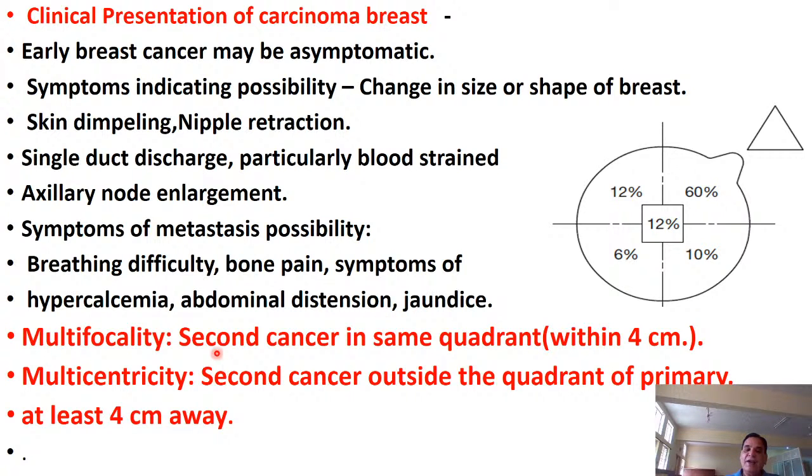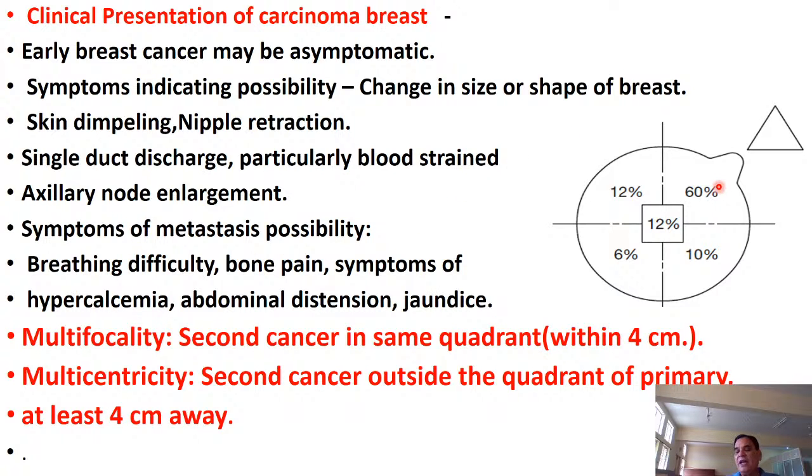And see whether the cancer is at one place or two places. So cancer multifocality means the same quadrant has two malignancies. Multifocality: the distance should be within 4 centimeters. Few people say 5 centimeters. Multicentricity: a second cancer outside the quadrant of the primary, and it should be away by 4 to 5 centimeters. Okay, these are all clinical presentations.